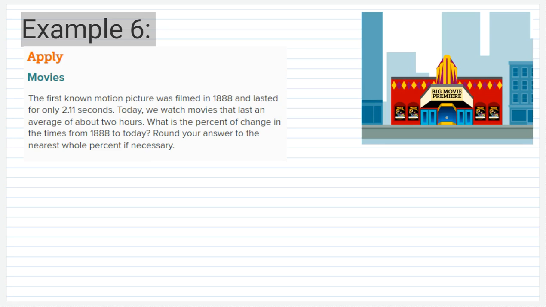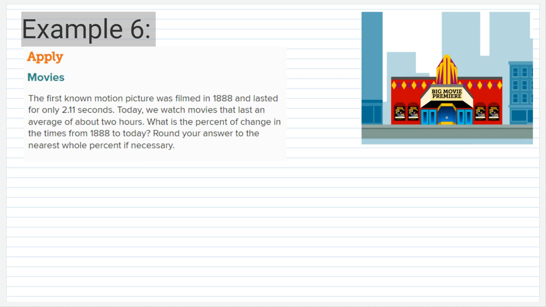In this video, which is the last of 3 videos on percent of change, we're going to look at more complicated examples involving percent of change. Taking a look at this first example, it says the first known motion picture was filmed in 1888 and lasted for only 2 and 1/100 seconds. Today we watch movies that last an average of about 2 hours. What is the percent of change in the times from 1888 to today? Round your answer to the nearest whole percent if necessary.